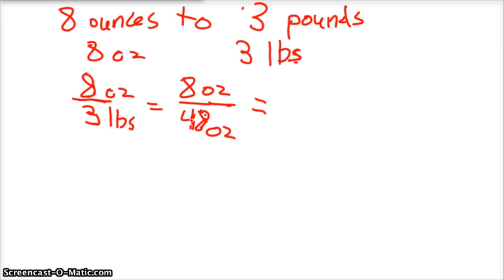Now we can simplify this. Does 8 go into 48? Yes. How many times? 6 times. So we're going to divide both by 8. And that's a 1. And that's 6. So we could say that our simplest form is 1 ounce to 6 ounces. That would be breaking it down from this. 1/6 is 1 to 6. That's our ratio. It's 1 to 6.